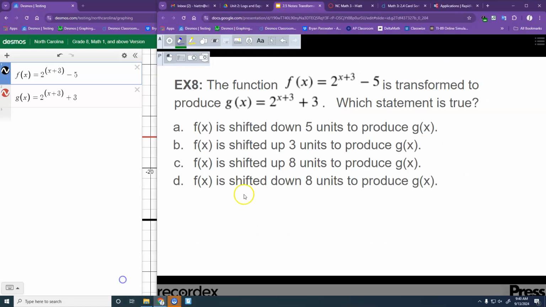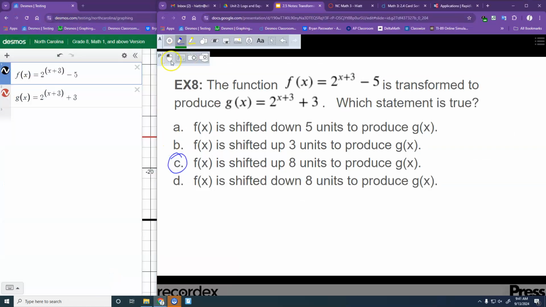So the answer is C. If you picked C, you were correct. If you picked D, you were mixed up. You looked at the red one like it was being moved down. Why would a person pick A? F of x itself has just been shifted down 5, right? But F is our starting point. And why would a person pick B? For B, this has been moved up 3. Okay?